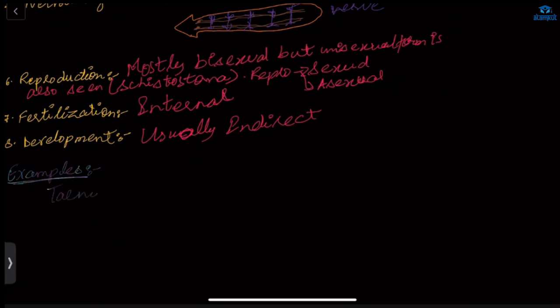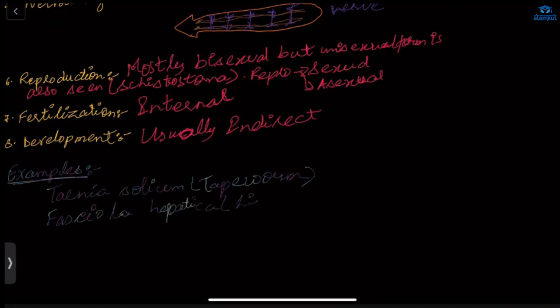Examples: Taenia solium, which is what? Tapeworm. Next, you have to remember Fasciola hepatica, which is also called liver fluke. From the figure also you will see the liver fluke. Iska shape liver ke jaisa hota hai, that is why it is called liver fluke.